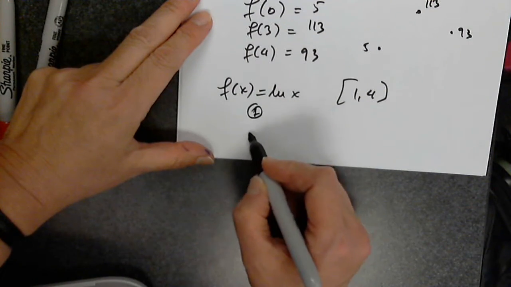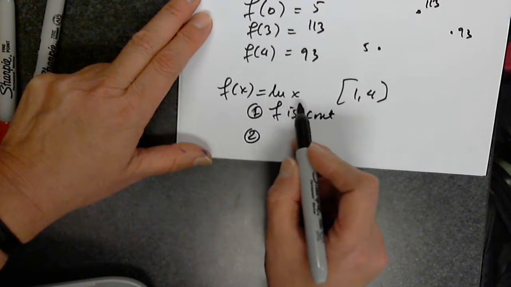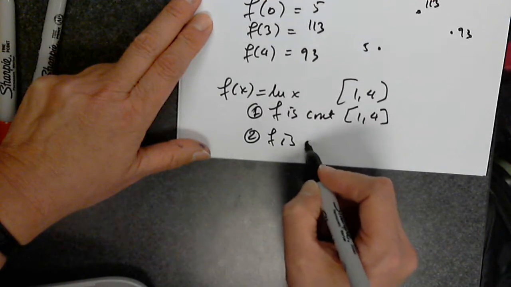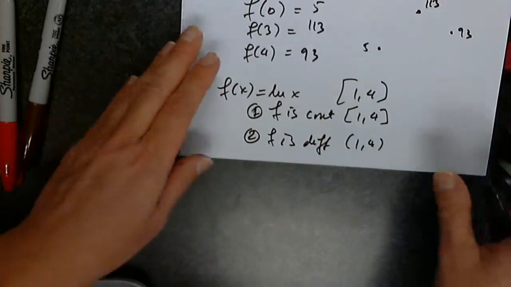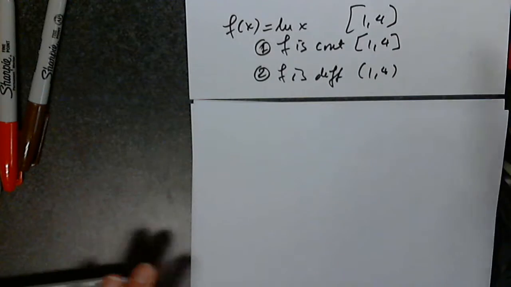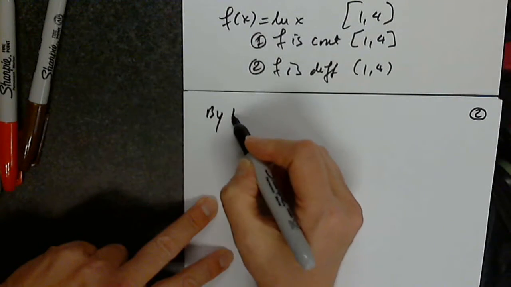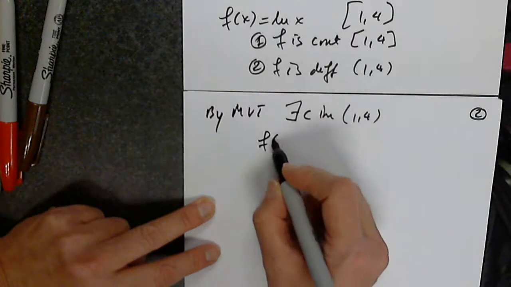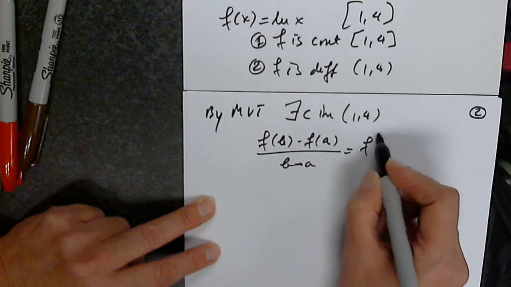And here there are only 2 hypotheses. So we know that f is continuous because the log function is continuous everywhere, especially on 1, 4. And f is differentiable on the interval 1, 4. Log has no corners, no cusps, it's continuous everywhere, and it's differentiable on 1, 4. So therefore, I will conclude that by MVT, there exists C in the interval 1, 4, such that f of b minus f of a divided by b minus a equals f prime of C.